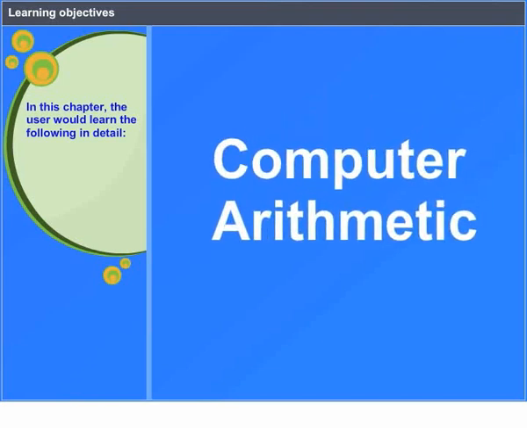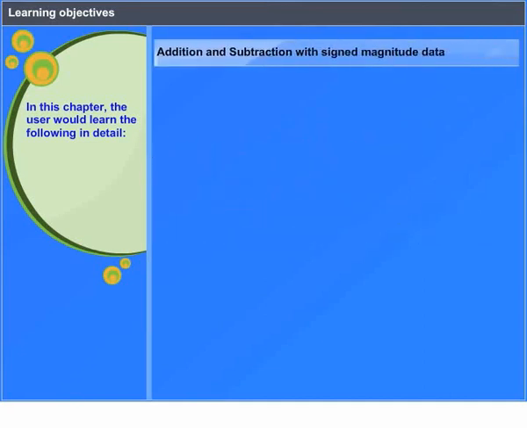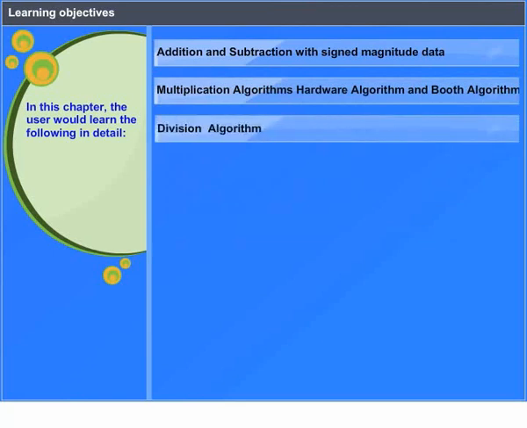Computer Arithmetic. Learning Objectives. In this chapter, the user would learn the following in detail. Addition and subtraction with signed magnitude data. Multiplication algorithms, hardware algorithm and Booth algorithm. Division algorithm.